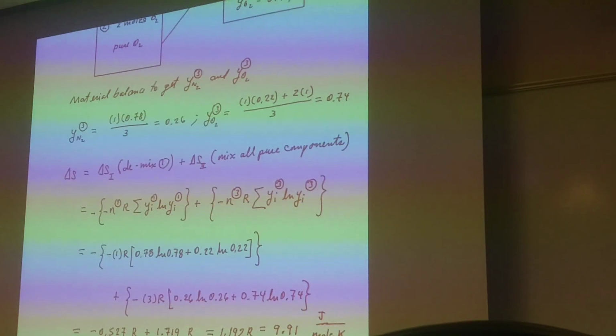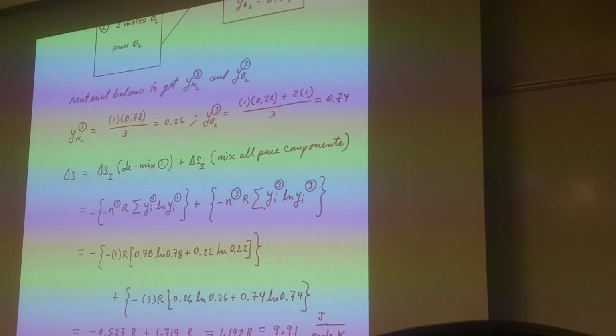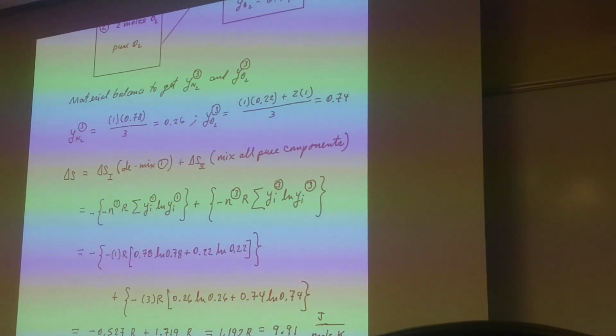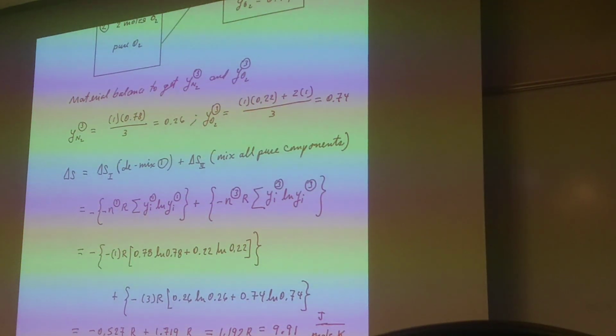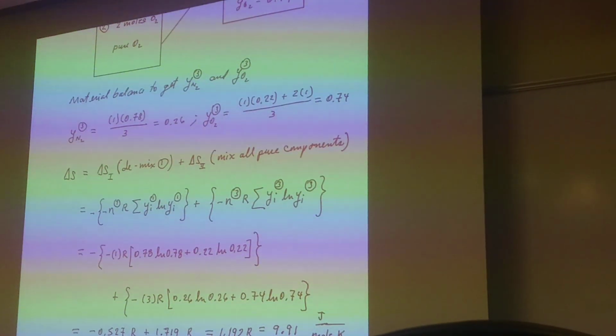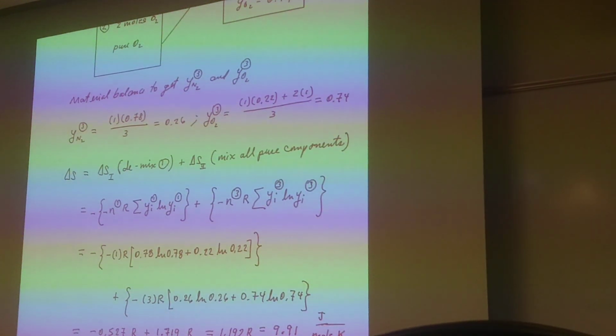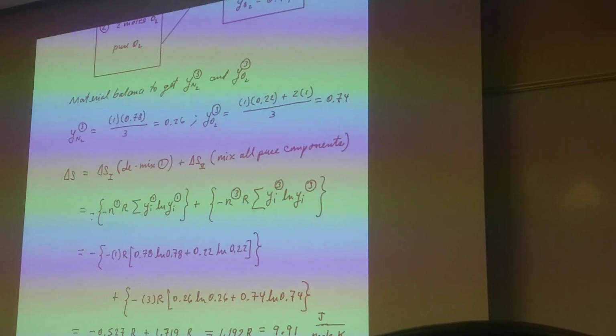So delta S1 here is demixing my air, and that is going to be, the mixing process is going to be then minus, and then the number of moles that I've got in that system, which is just given to us, times R times the summation here, yi log yi. And then if I want for demixing, I put a minus out front there.